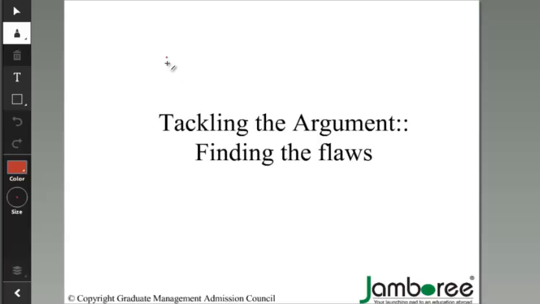Finding flaws. This is the most significant portion. How to find them. Those of you who have attended our classes know how Jamboree teaches. We try to give you shortcuts for everything, right?